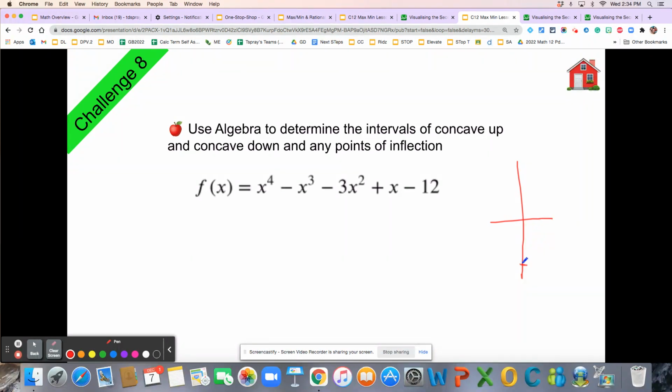It has a y-intercept at -12. It's degree 4. It's positive. So it probably looks something like that. It could look like that. It could look like this maybe, and it could be shifted over to the left more. So that's the general shape, and that's what I'm expecting to find. I'm expecting one concave down and two concave up. I'm also expecting two points of inflection.